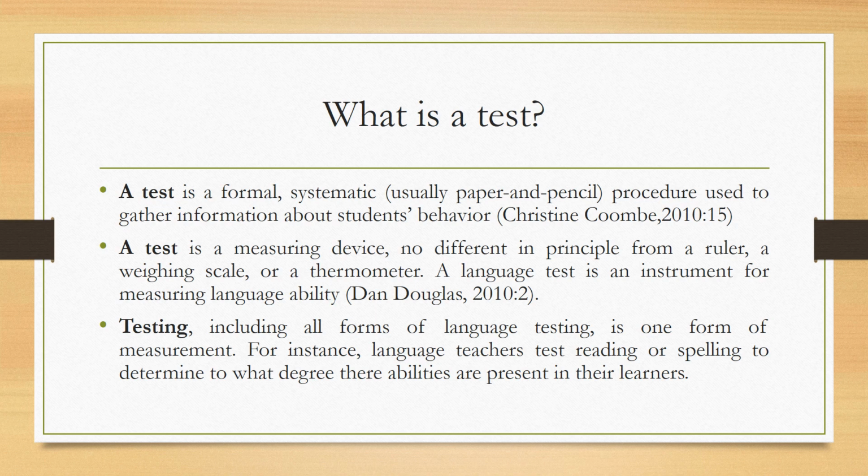or a thermometer. So, for what purposes do we use these things? What is the purpose that we use a ruler for? Or the scale, or a thermometer? Of course, to measure. We use the ruler to measure the length of something. The thermometer to measure the heat, how hot or cold it is. The scale, we use it to measure the weight.